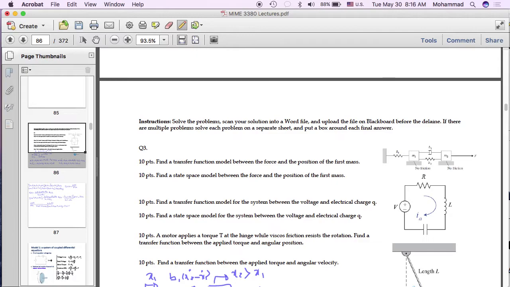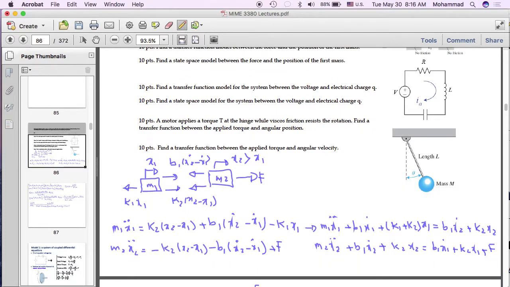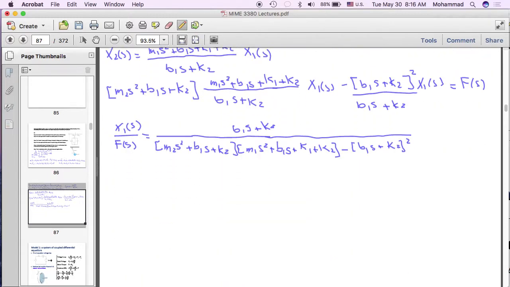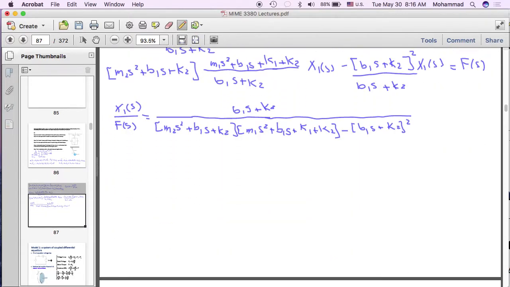And then the next one asks for a state space model between the force and position of the first mass. Essentially, it wants the exact same model now in the form of a state space. Now, before writing the state space model, so we are now talking about the second part, what do we need to identify? We need to identify the input, the output, and the state vector. So let's start with input. What is the input to the system? I'm going to write U and wait for you to tell me what the input is going to be.